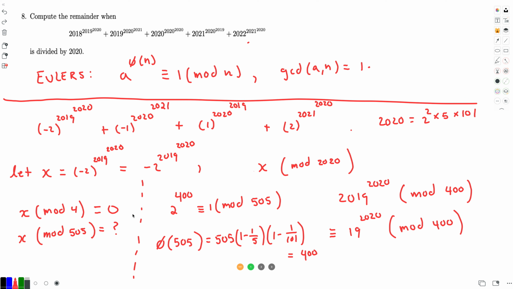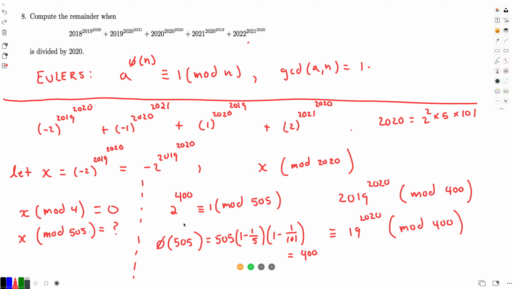X modulo 505 is where we need to use our Euler function, and we can do that now since we have a base of 2 and a modulus of 505, which are relatively prime. Great. So now let's compute phi of 505, breaking down the Euler phi formula, which I believe I explained in another video, and we find this is 400. So we can do the setup: 2 to the 400 is congruent to 1 modulo 505.